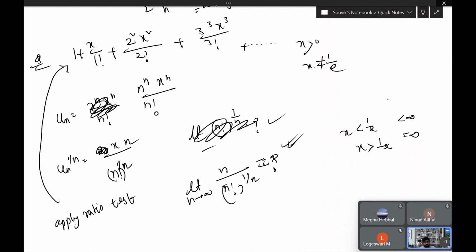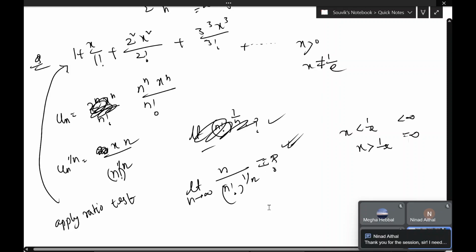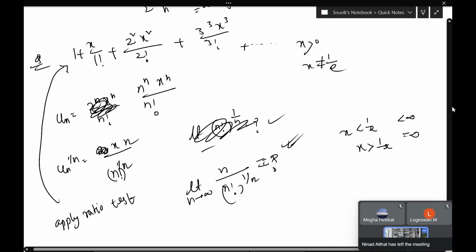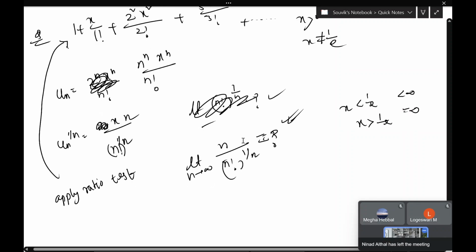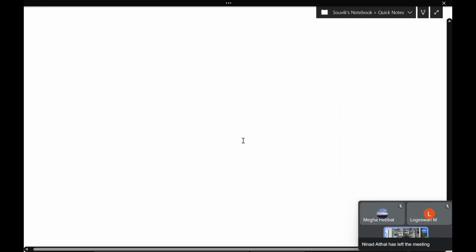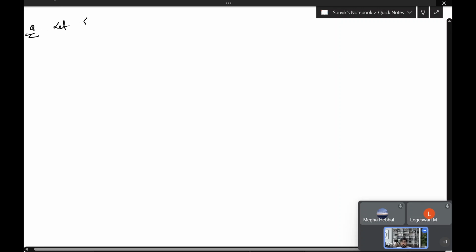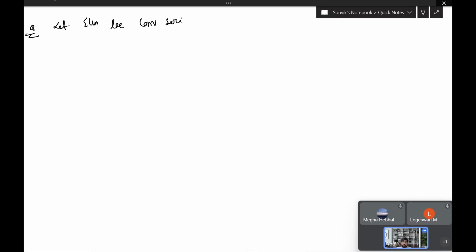Okay, so there is no concept of falling. Let the summation of a_n be a convergent series of positive real numbers. Show that the summation of a_n squared is convergent.